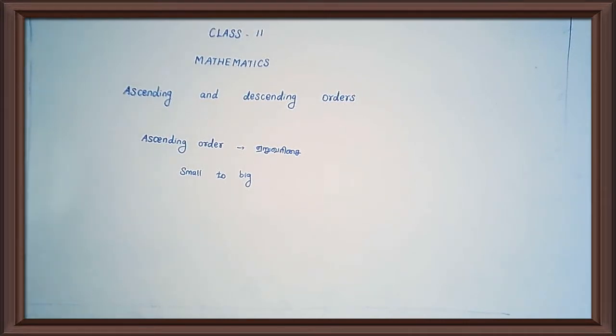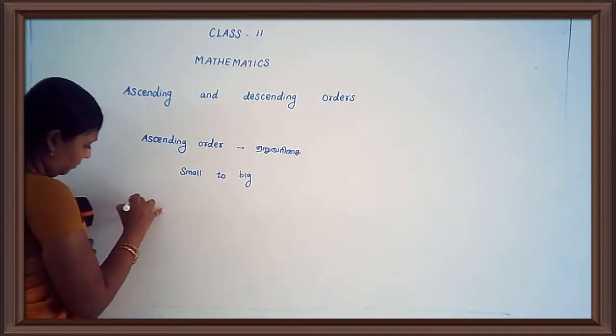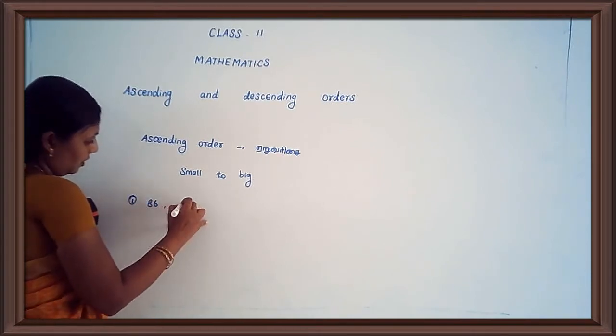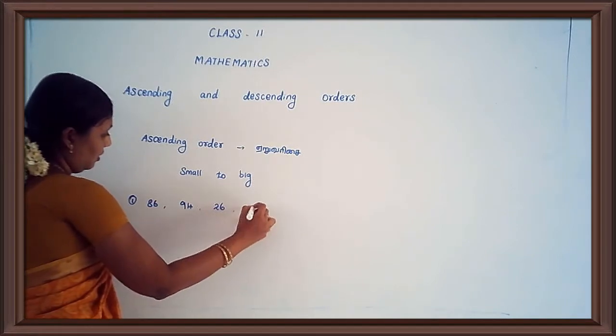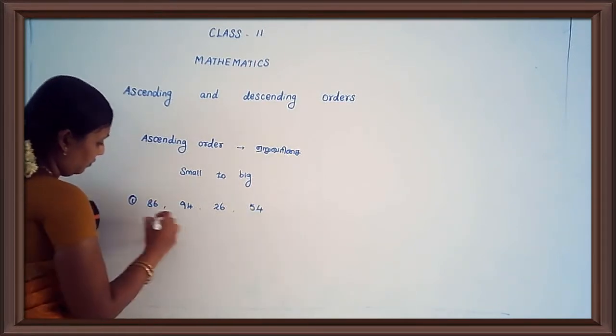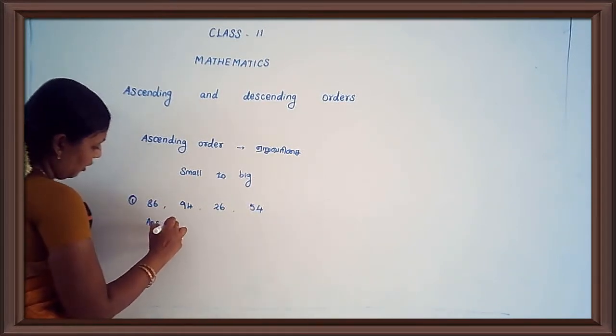Shall we see some example, children? Small to big. The first one: 86, 94, 26, 54. Okay, answer for ascending order.